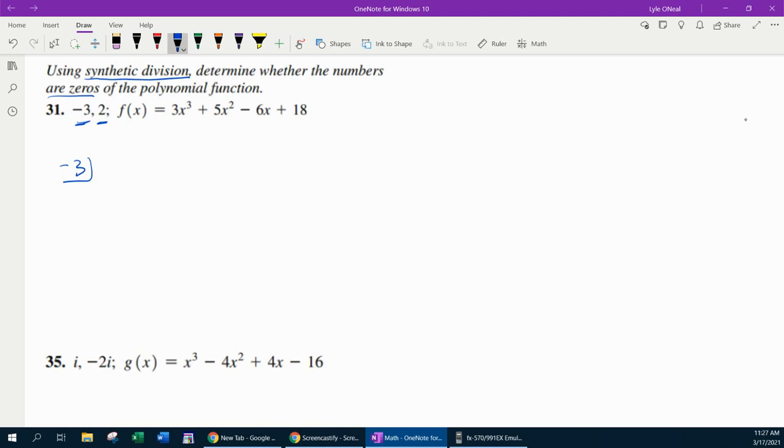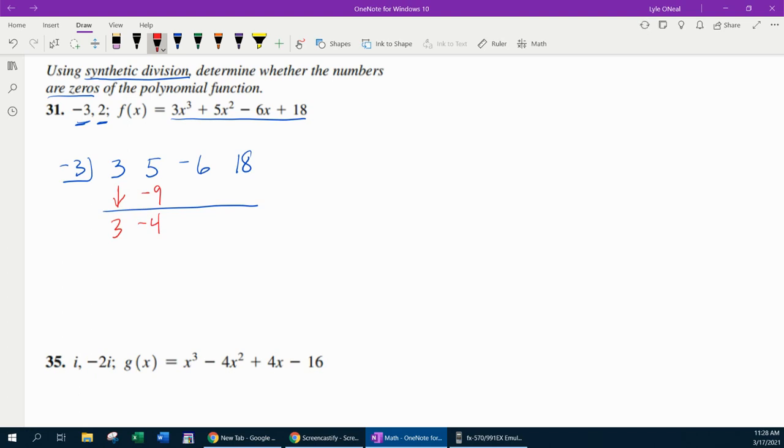We need the coefficients of the function, making sure that every power is represented. So there's x to the 3, x to the 2, x to the 1, and the constant, remember, absolutely necessary to have the constant. Draw our line, and then we're going to crank out the synthetic division. The 3 comes down. -3 times 3 is -9. 5 minus 9 is -4.